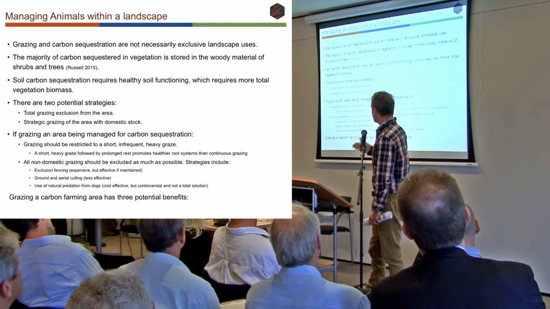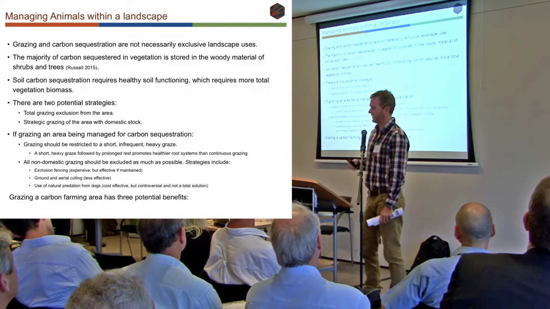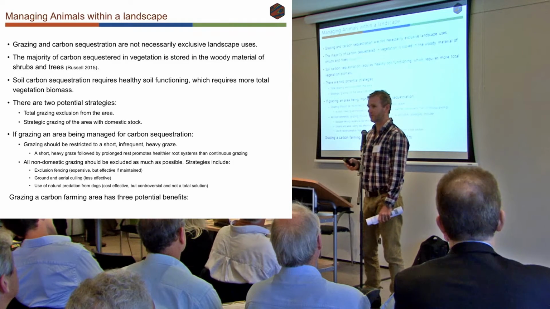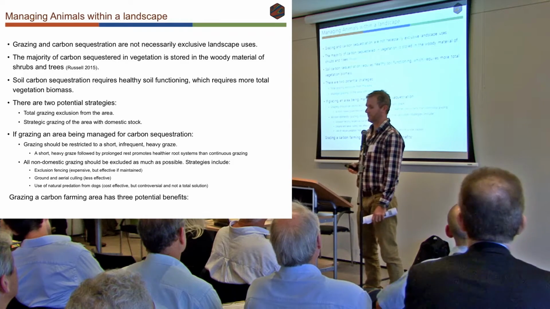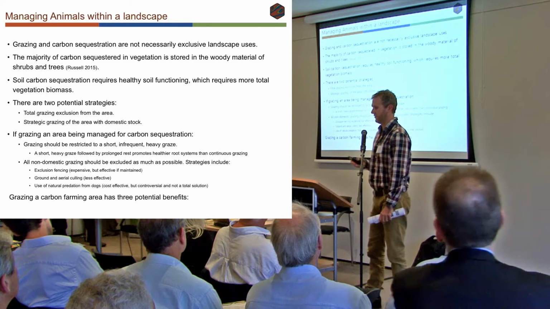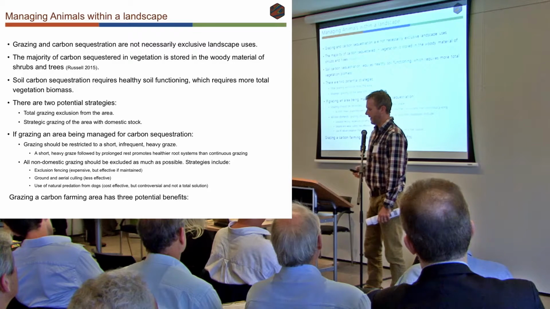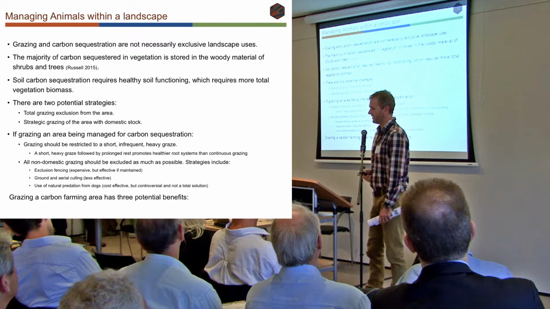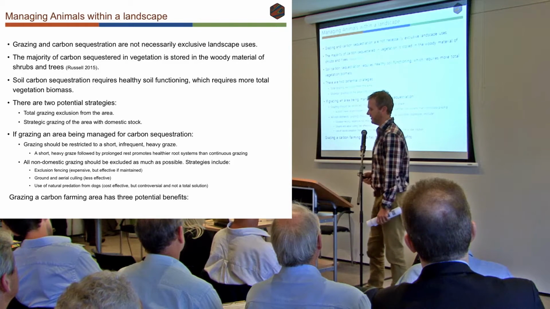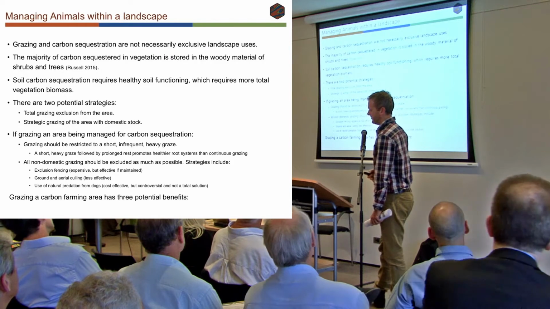Soil carbon, on the other hand, requires really healthy soil functioning, and that requires a lot more biomass across the area and a lot more ground cover. So if you're looking to work in the soil carbon field, grazing management becomes a lot more important. So there's two potential strategies I see. There's either total exclusion of grazing, or there's strategic grazing with a rest-based grazing system.